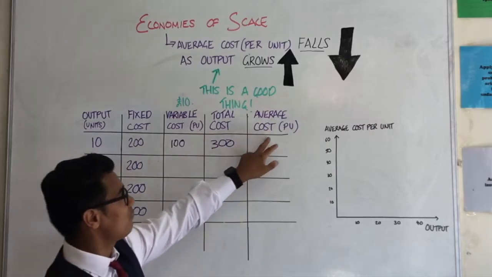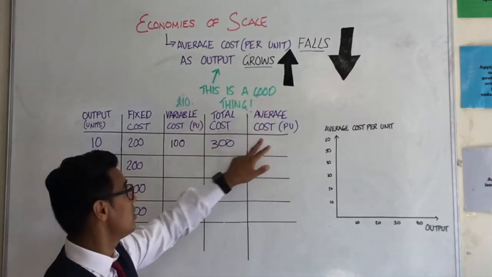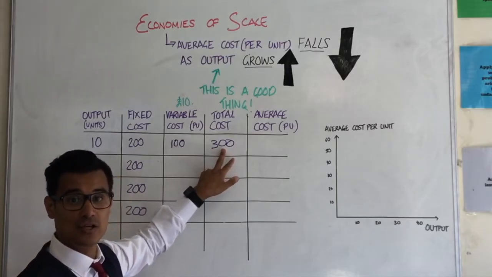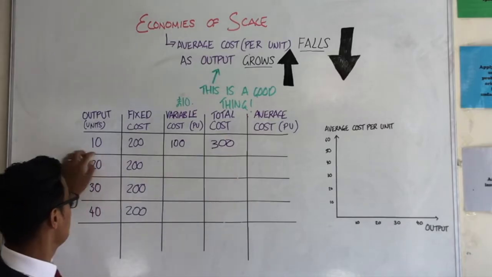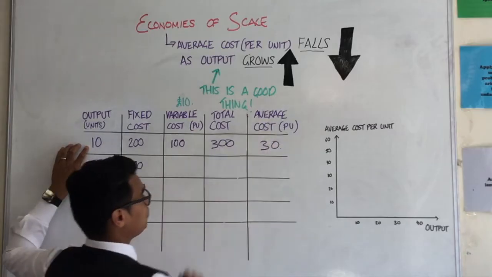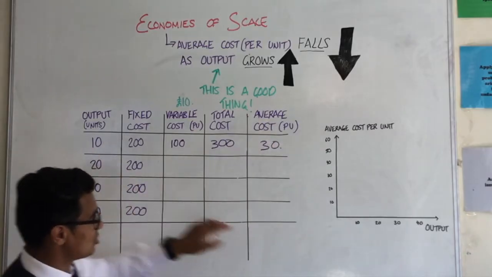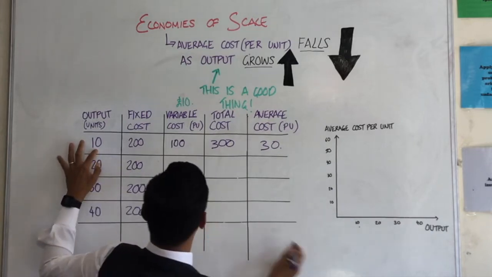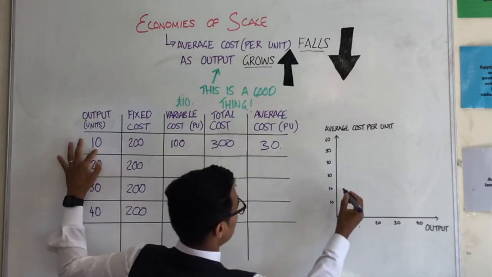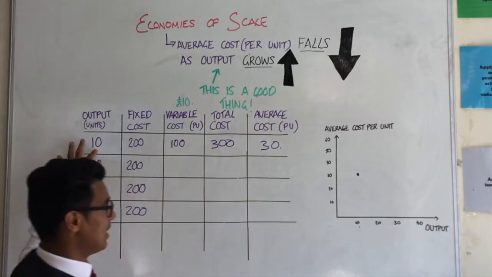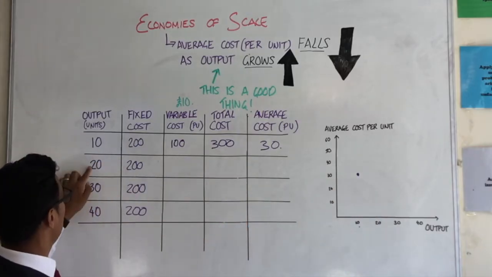And your average cost per unit will be your total costs divided by how many things you made, what your output was, what your units were. So 300 divided by 10 is 30. And we can plot this on this graph here. So we've got output is 10 and average cost per unit is 30. So we'll put in a dot there.